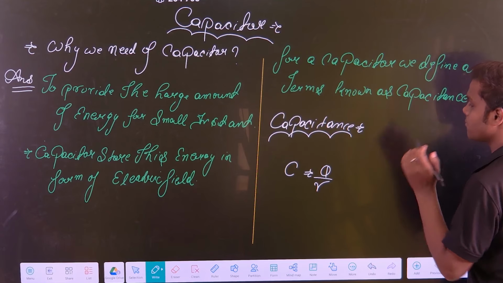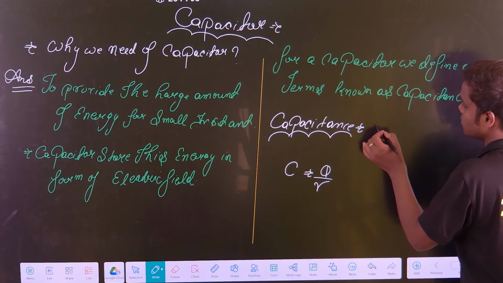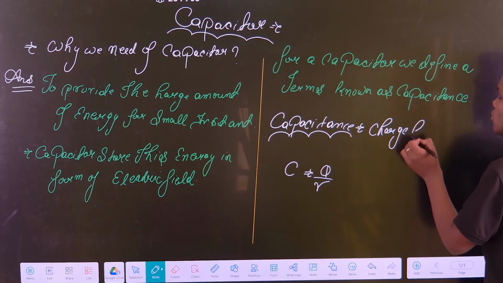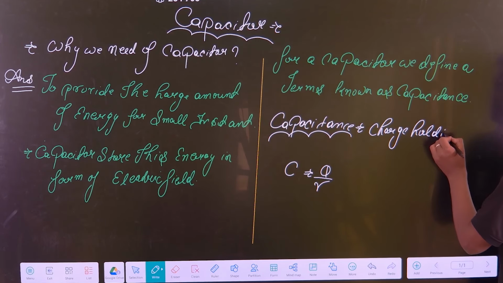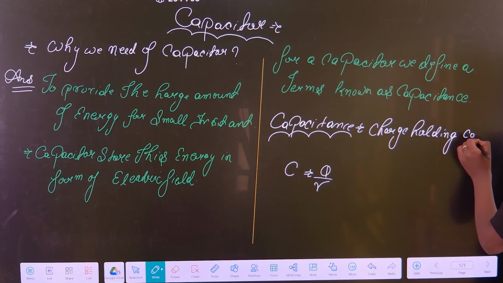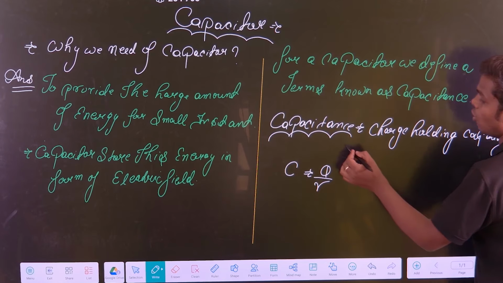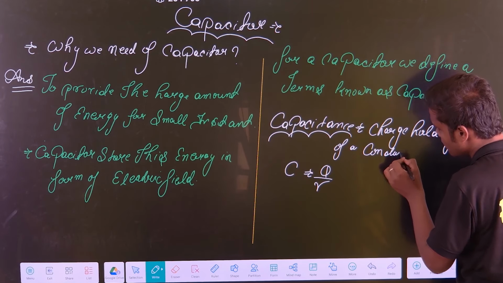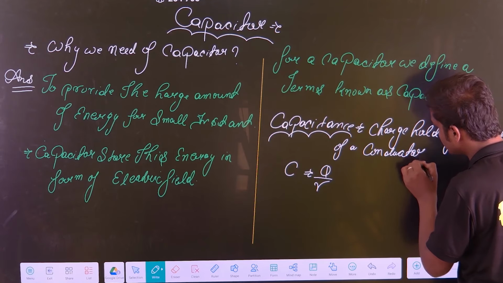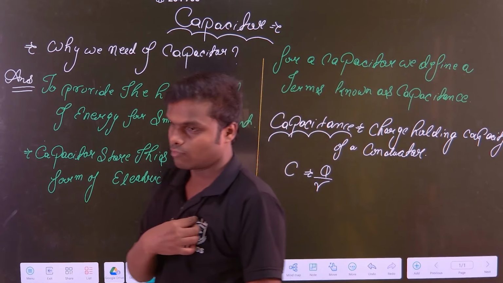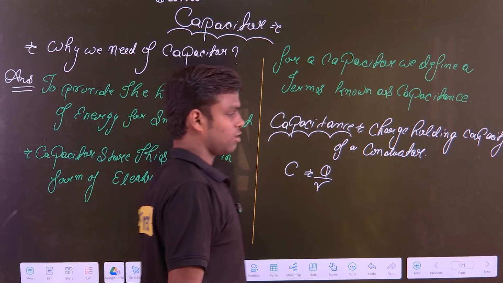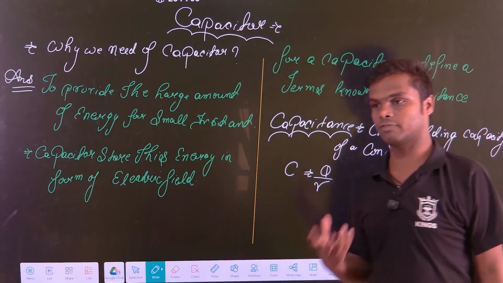So what is capacitance? Capacitance means the charge holding capacity of a conductor. Why am I writing conductor here? Because only a conductor can hold a charge, obviously. Only a conductor can hold a charge on its surface.